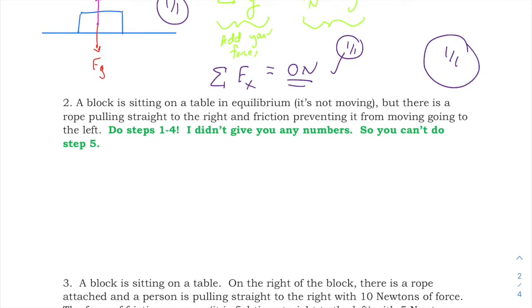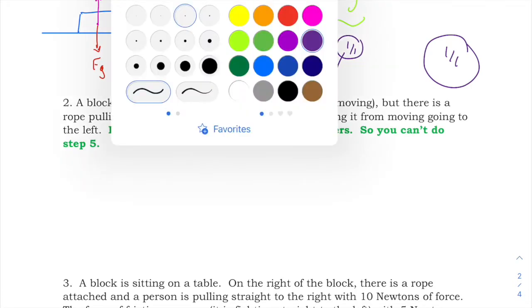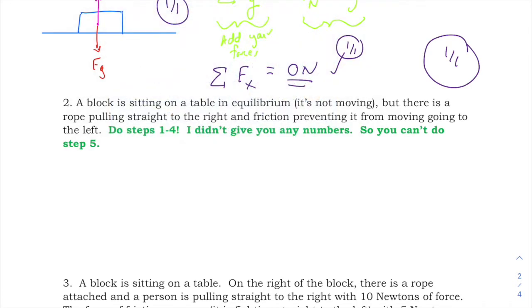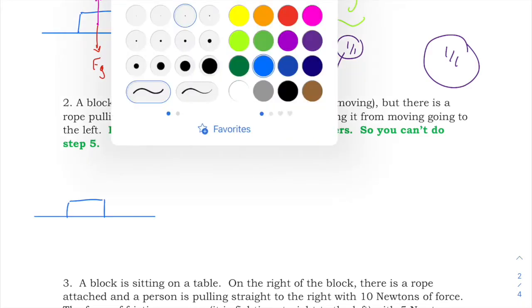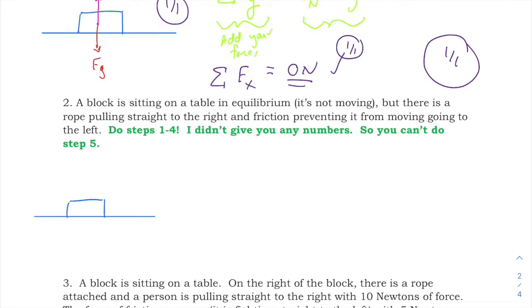A block is sitting on a table. It's not moving, but there is a rope pulling straight to the right and friction preventing it from moving going to the left. Do steps 1 through 4. So it's the same thing. We're just going to set up, except we have some x stuff happening now. So I'll draw a good picture. All right, so there's our block. And then we're going to start labeling our forces. And it's literally, you read the words and you put the forces in there.